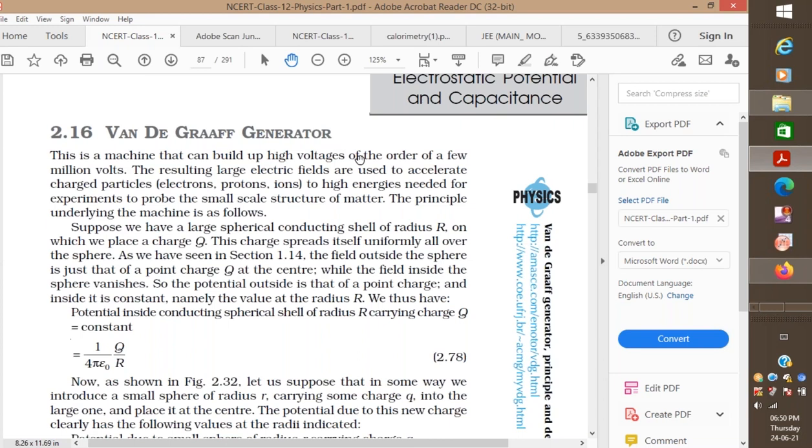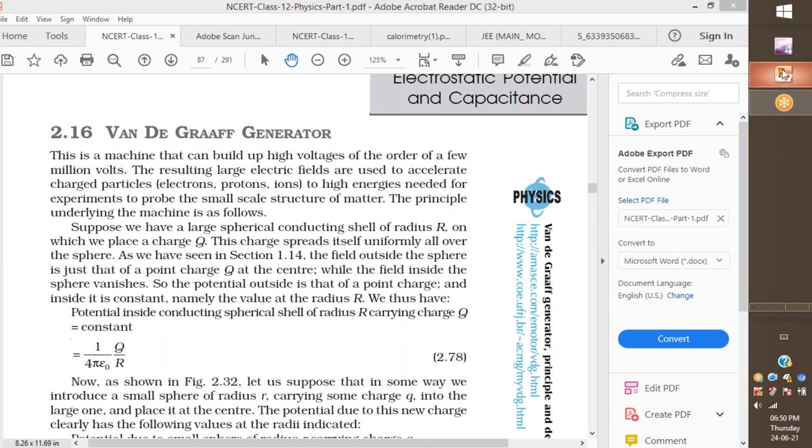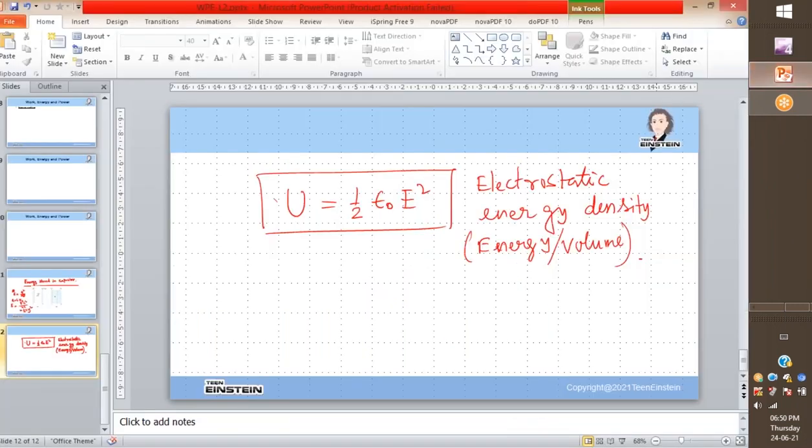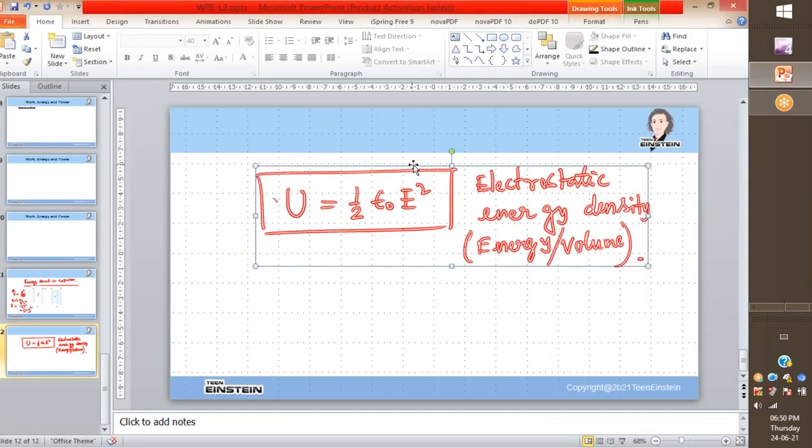We'll be learning about it again in our fourth chapter: the cyclotron, the synchrotron. These are actually particle accelerators. So I'll just briefly tell you what a particle accelerator is. We have seen the electric field.